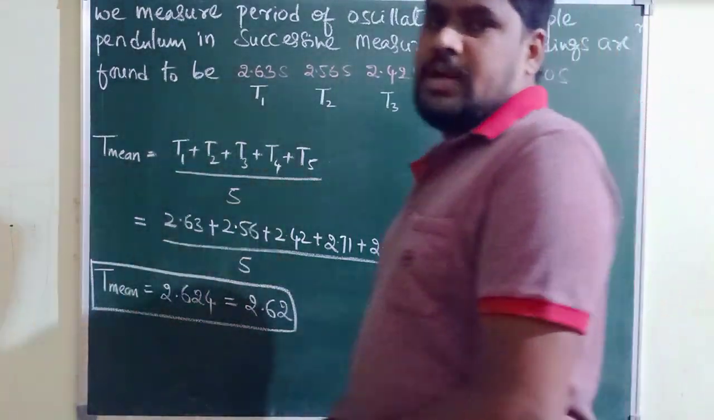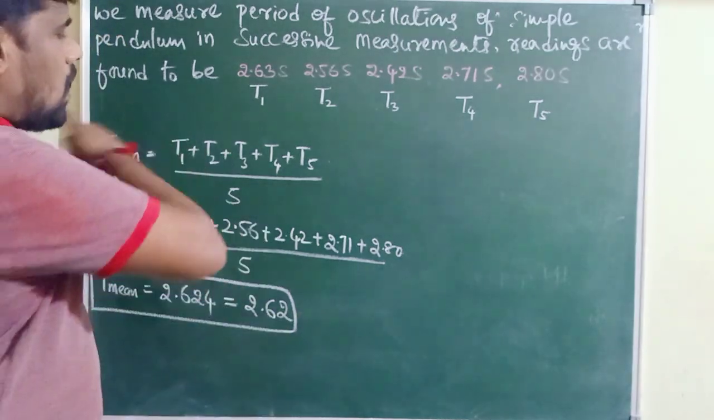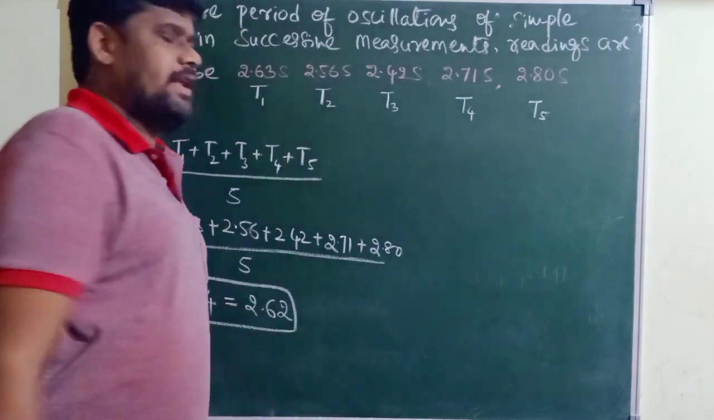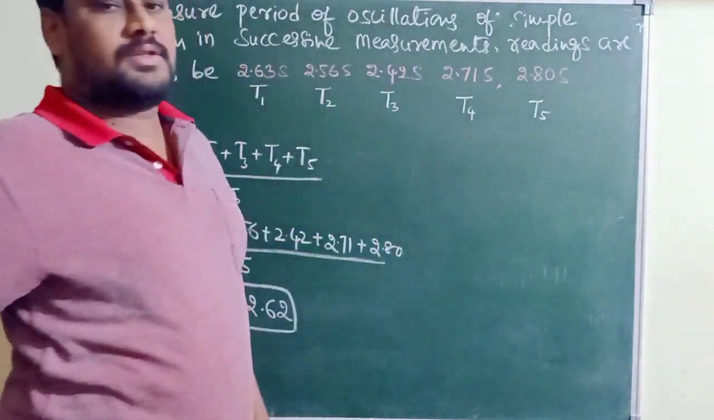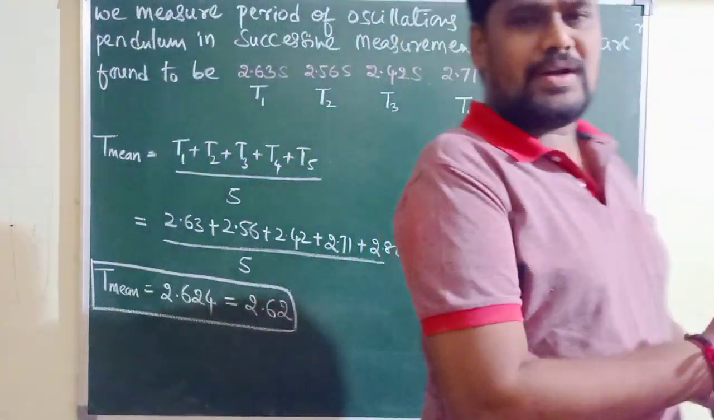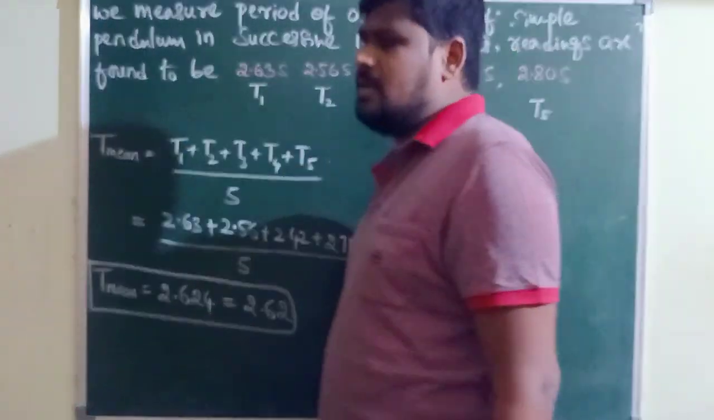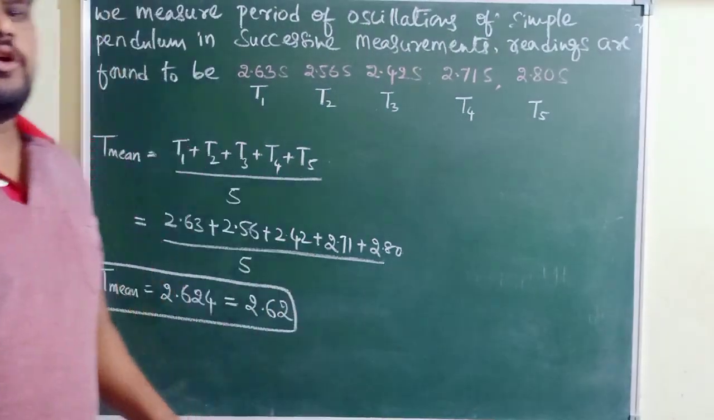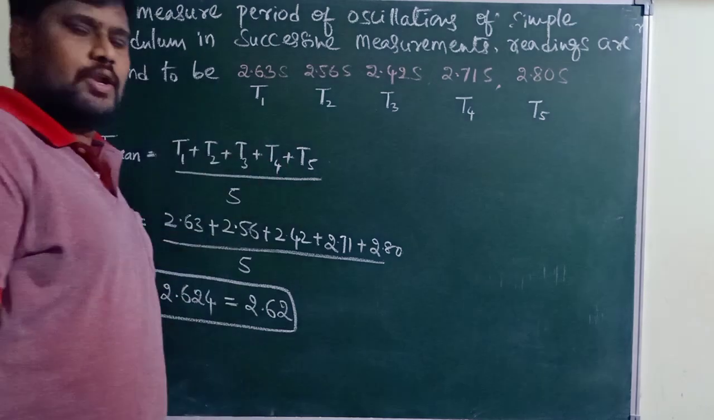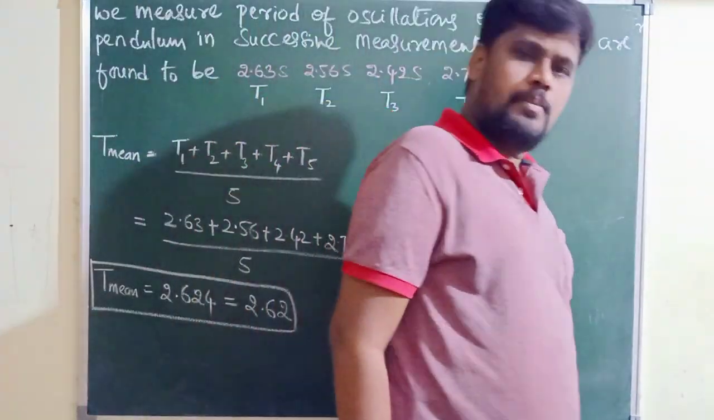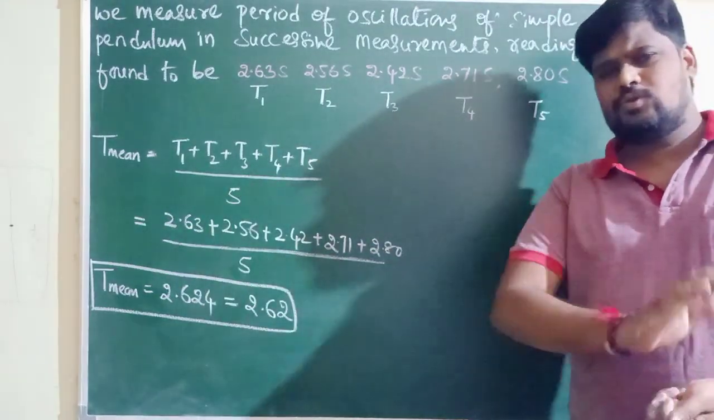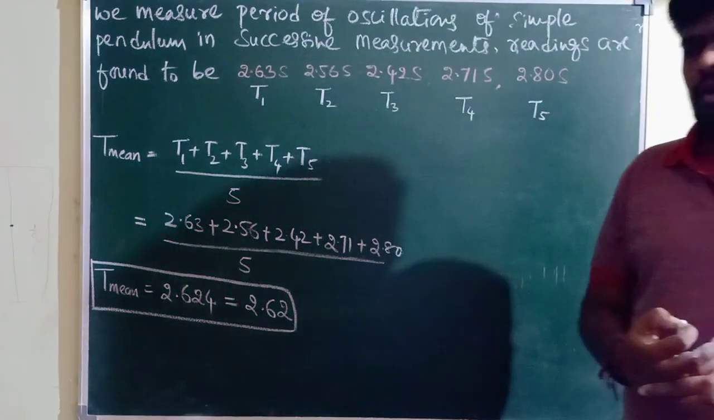Then we have to calculate the absolute errors in all the measurements: absolute error in the first trial, second trial, third trial, fourth trial, and fifth trial. Make sure that the absolute error you are calculating should not be negative. That is why we take the modulus, we use mod, so that the negative value is converted into a positive value.